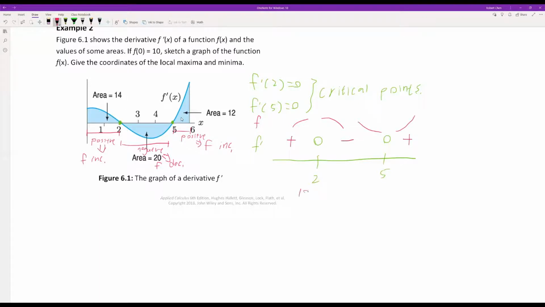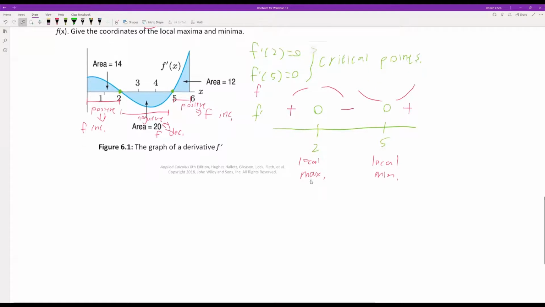So at 2 we actually have a local max, right? And at 5 we have a local min, right? Great. So by using the first derivative test, we were able to figure out where the local max and min occur. But the next thing is we want to figure out what those values are, right? What are the function values at local max and local min? The only one point we have is this. We know f of 0 is equal to 10.